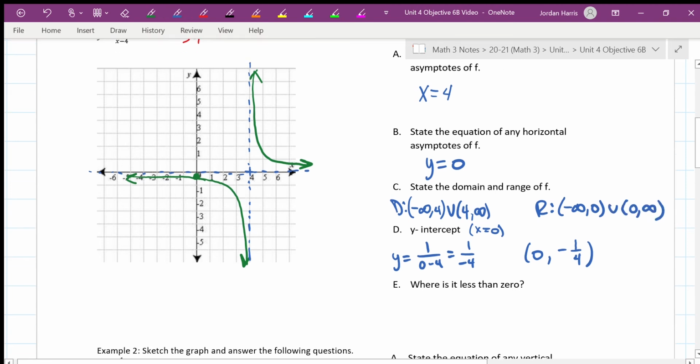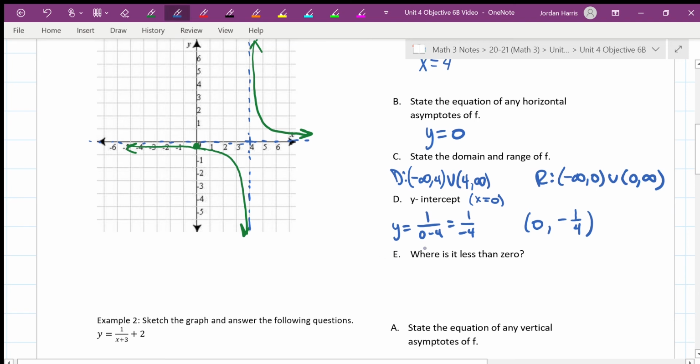Okay, and now where is it less than 0? So remember, that is below the x-axis. So here's my x-axis, happens to be my asymptote as well. Don't assume it always is. Find the actual x-axis and look below. It's only this one section, so it's from negative infinity to positive 4, because we always talk about x values, domain values. And there we have it. Done.